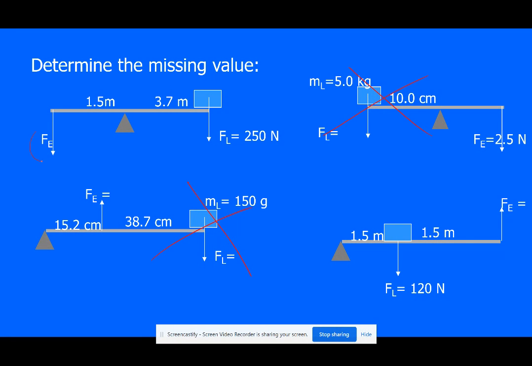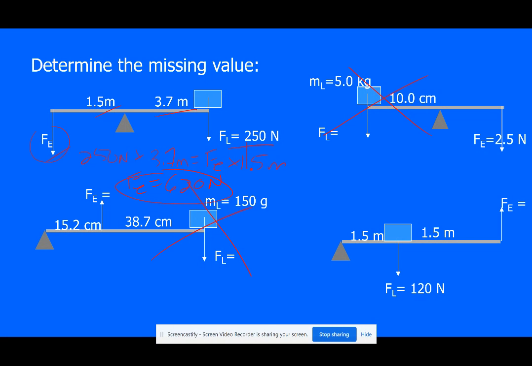So the missing value in the top left here is the effort force. So it's just going to be load force times load distance equals effort force times effort distance. So I'm just going to go 250 newtons times 3.7 meters equals the effort force times 1.5 meters. I'll be a little short on space here. I'll punch that in real quick. You go 250 times 3.7 divided by 1.5 equals, I get about 620 newtons of effort force on that first one.